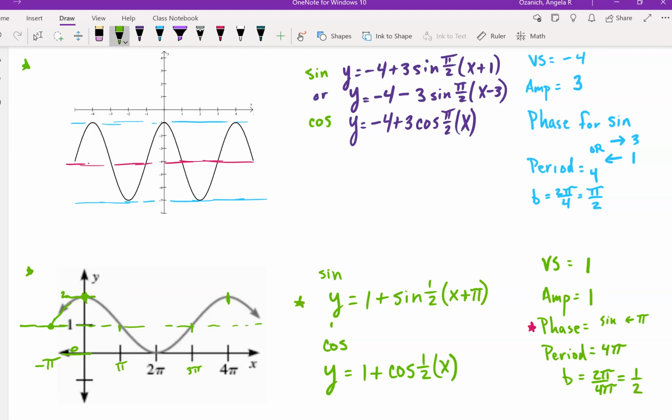Now we could write it in terms of 1 plus sine of 1/2 and do x minus, but if we were going to shift to the right and use a positive sign, we'd have to shift all the way to here and say minus 3 pi. Okay, so again, a lot of different ways to write our equation.